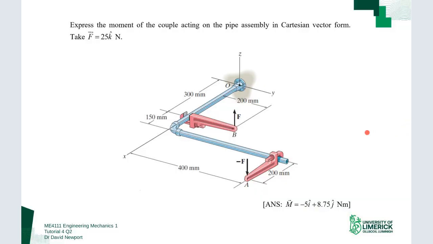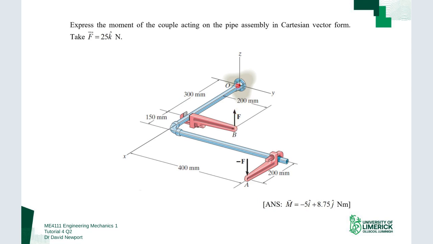So what we're looking at here is a pipe assembly that has a couple acting on it. We're told this in the question, and we're asked to express this in vector form. We can see from the answer that we're looking for the moment of this couple to be expressed in terms of its I hat and J hat. If you look at the answer, it just has an I hat and J hat. It doesn't have a K hat term in it.